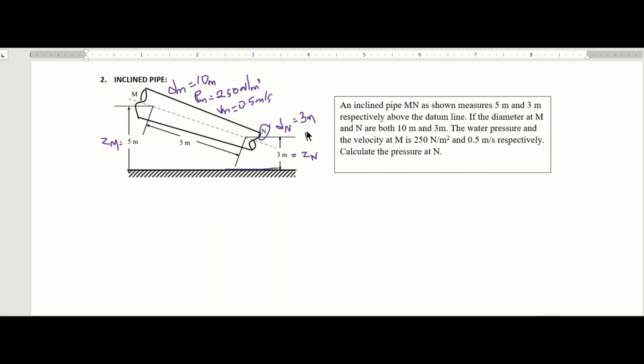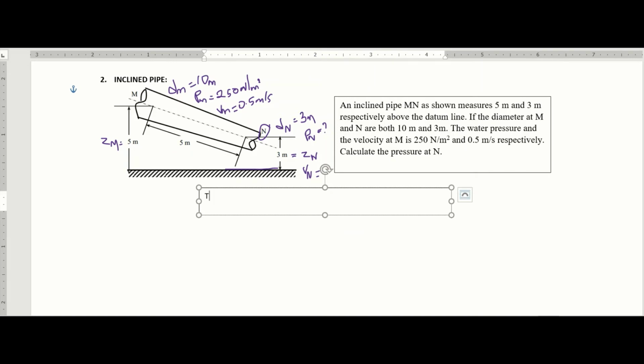So the pressure at N is not given to us. Remember, if you look at this diagram, you will see that we are not given the velocity at N. So that means that before I can find the pressure at N, I have to find the velocity at N. So for me to find the velocity at N, I have to use the principle of continuity equation.